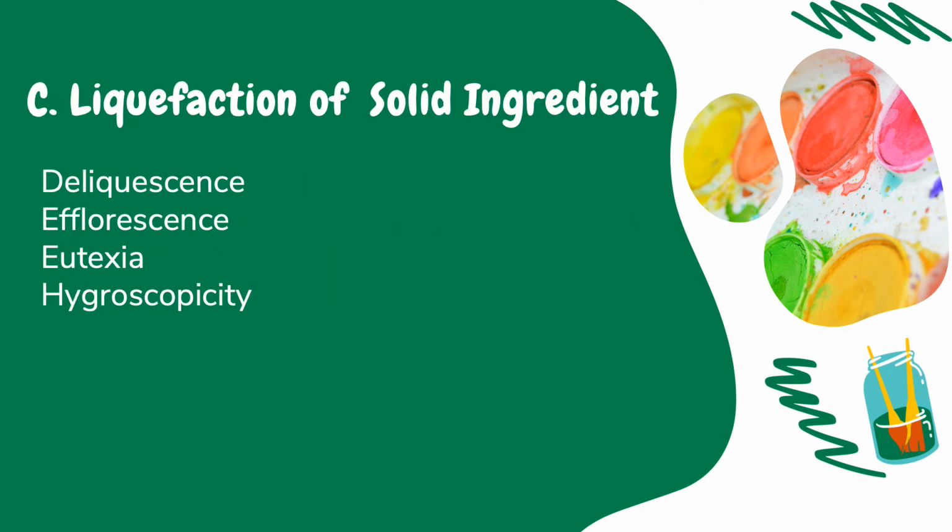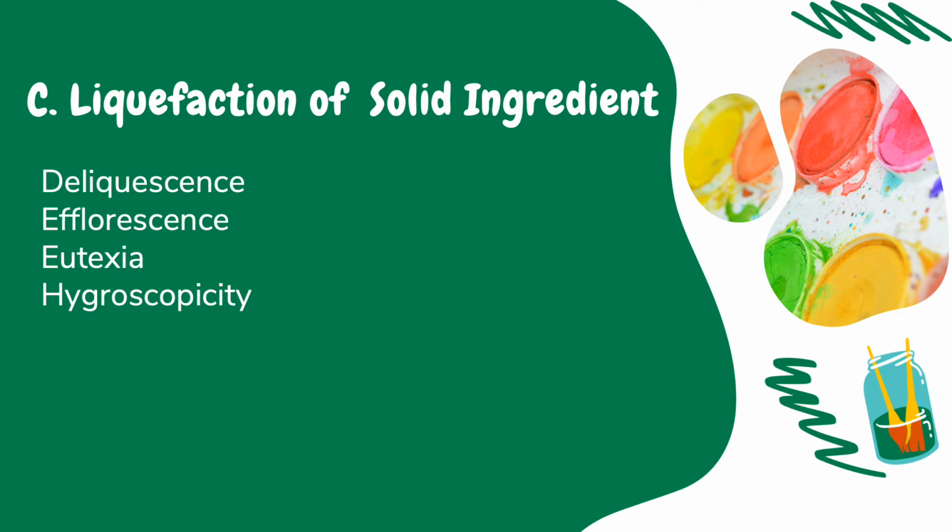The third physical incompatibility is liquefaction of solid ingredient. Examples of this are deliquescence, efflorescence, eutexia, and hygroscopicity. Deliquescence happens when there is absorption of moisture that dissolves the solid. An example is sodium chloride.